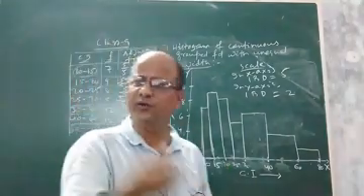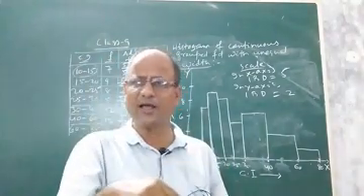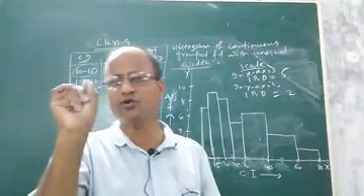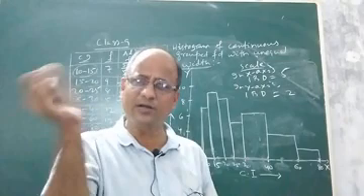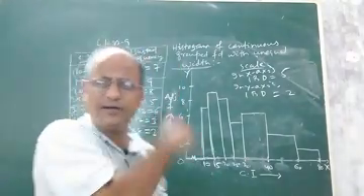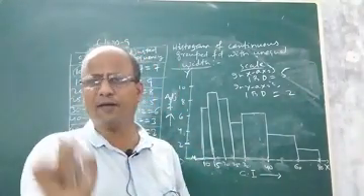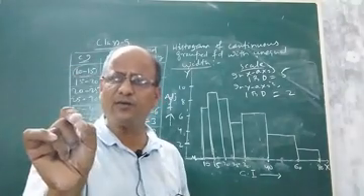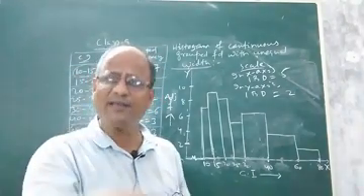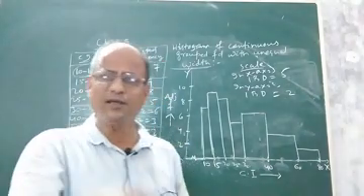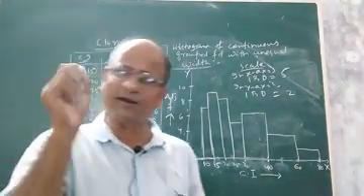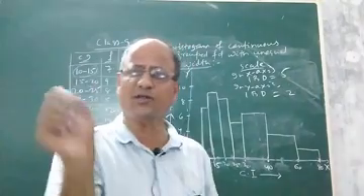Now the point is, we discussed two cases. In the last class we discussed how to construct a histogram of a continuous frequency distribution having uniform width or size. In this particular class we discussed how to construct a histogram of a continuous frequency distribution having varying or different width or class size.